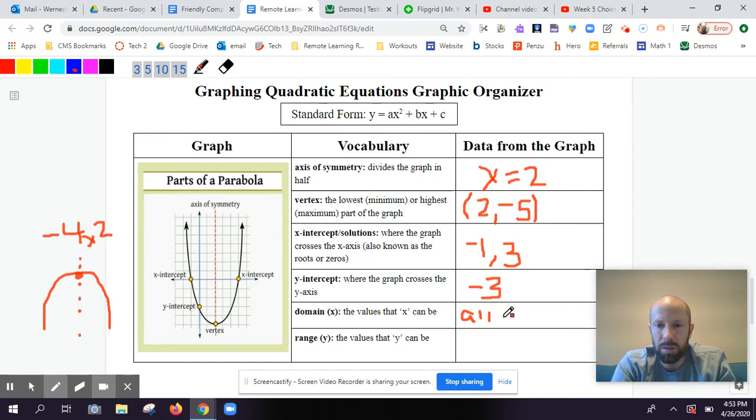So we're going to write all numbers. I'm just going to abbreviate that to save some time. It's going to be all numbers. That's going to be different when we find the range. Range is now going to be the values that y can be.